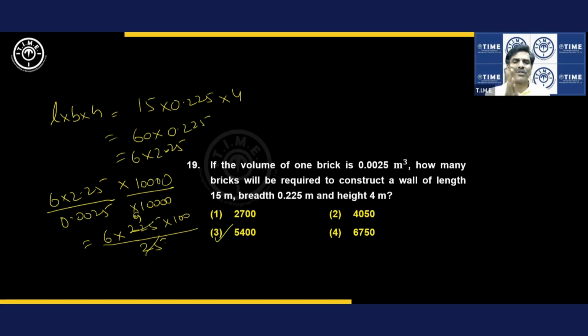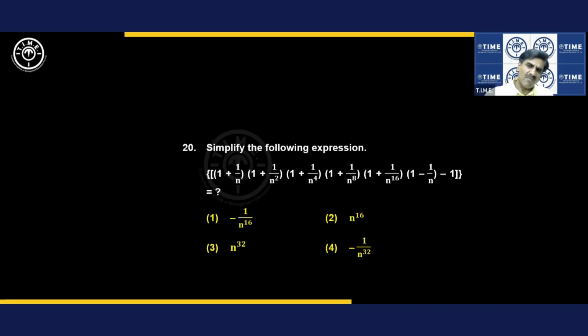So the answer for this question should be choice 3, 5,400. One has to know that volume of the bigger by volume of the smaller will give us the number of bricks that are required.